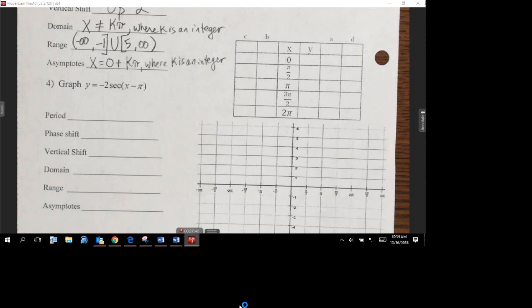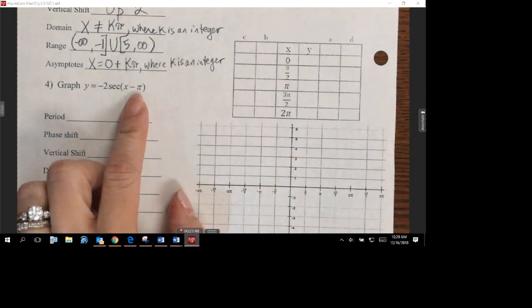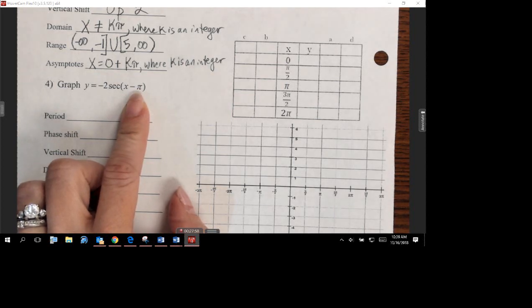Just a reminder, if we have something like minus subtract pi, that's horizontal, that's on the inside, right? Do I do minus pi in my table? We always do the opposite operation. So if you did minus pi in your table, it's wrong.